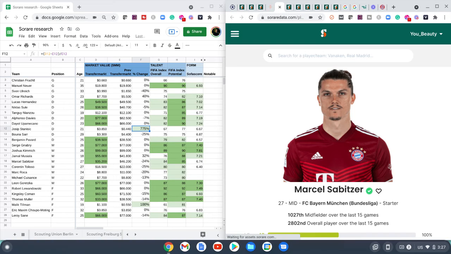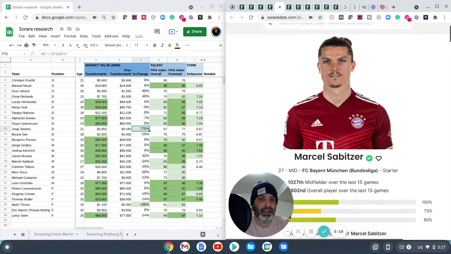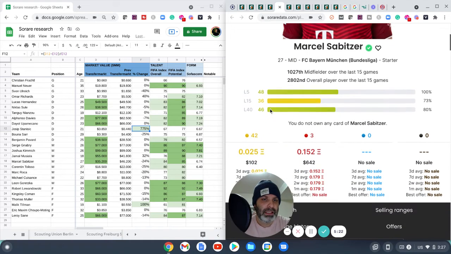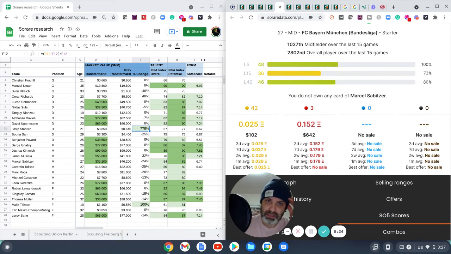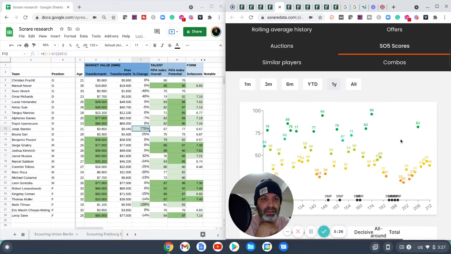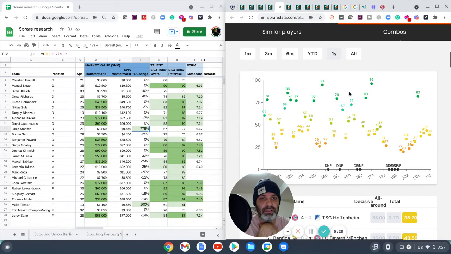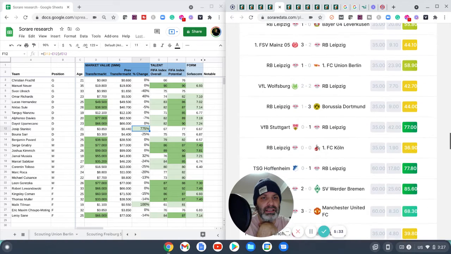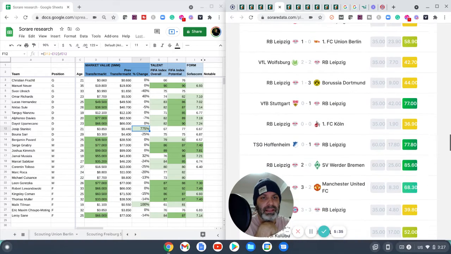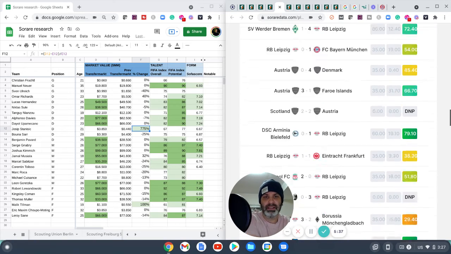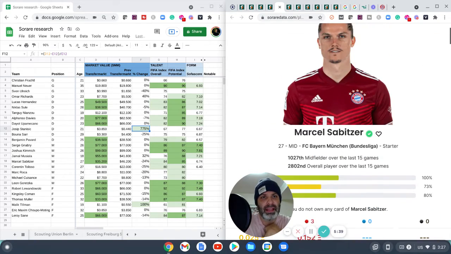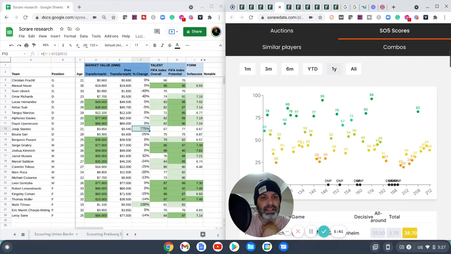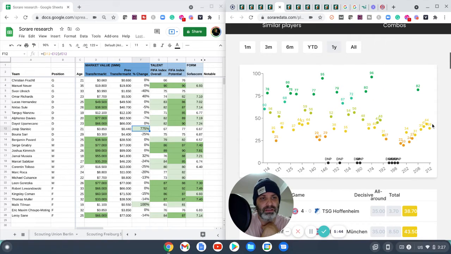Marcel Sabitzer is probably my favorite buy. He came over with a lot of expectations and whatnot, and just hasn't really fit in, frankly. I mean, look at his form last year for Leipzig. And then he comes over to Bayern and frankly has kind of struggled, even though he's been getting a fair bit of playing time. He's been getting starters minutes mostly.